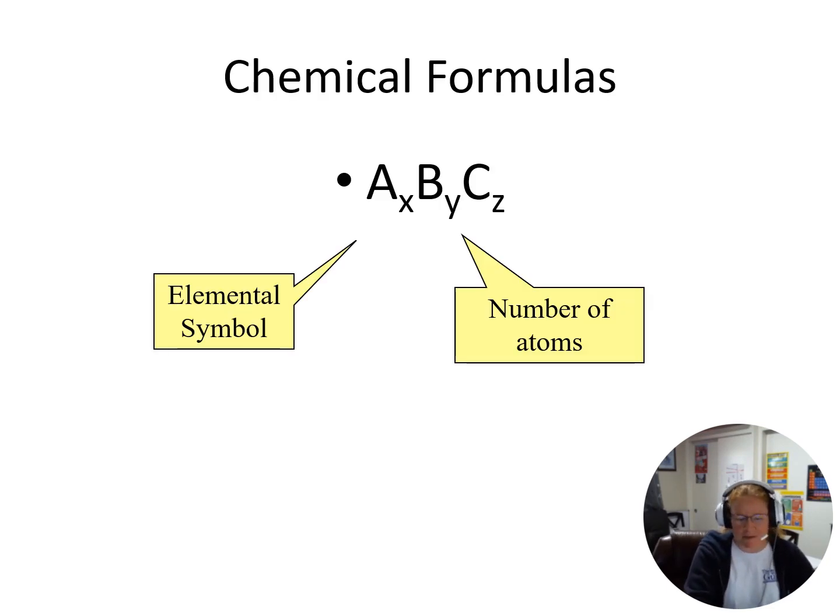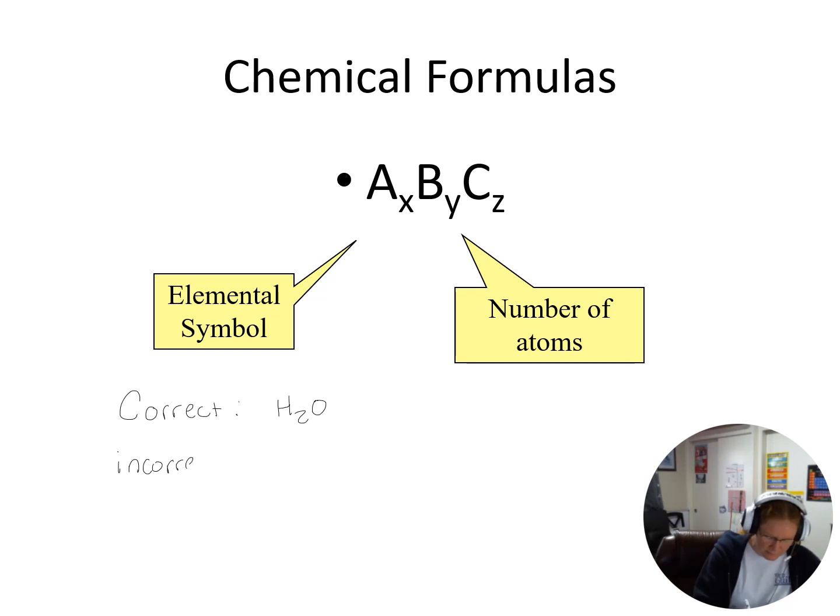When we have our chemical formulas, there's a number of things to keep in mind. We have our elemental symbols, and then subscripted are the number of atoms. So this is really important. You have to understand that in our chemical formulas, we have to have those numbers subscripted. So here, this would be correct. Okay, this is incorrect. So make sure that we are subscripting when we put the number of each atom.